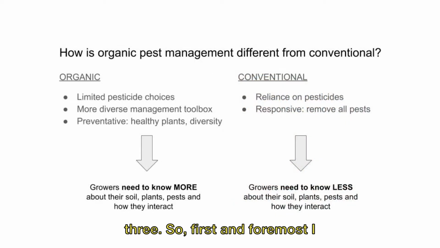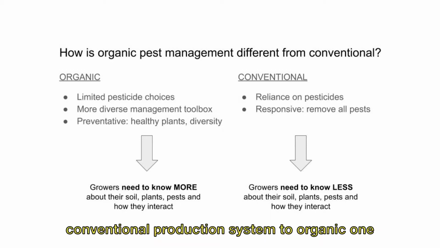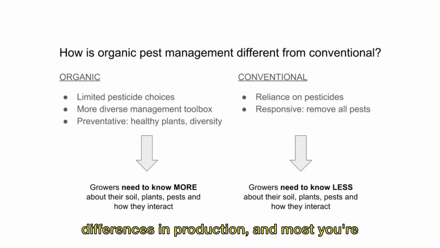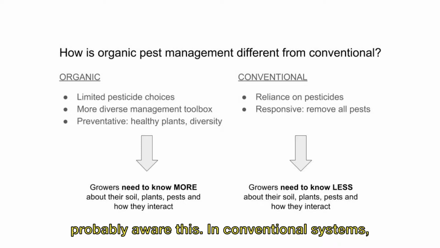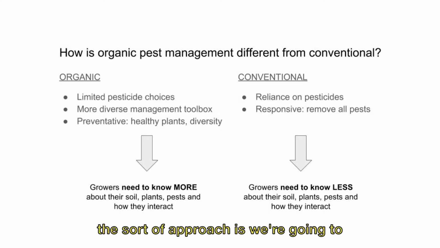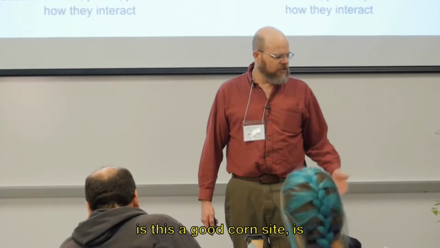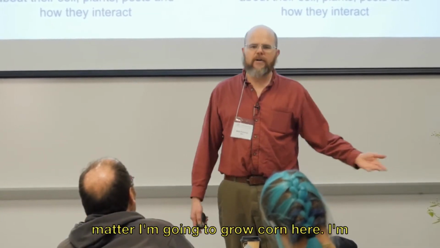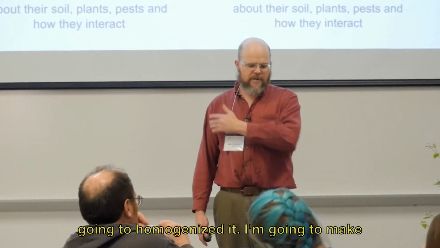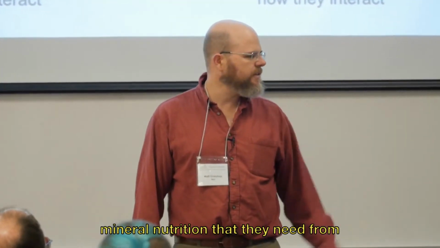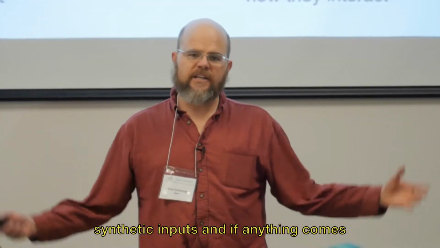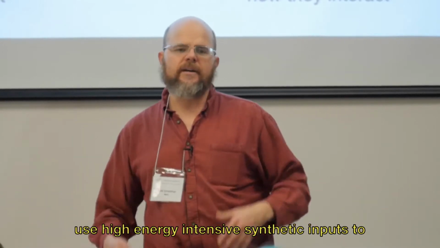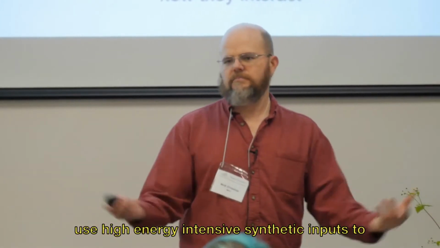First and foremost, I think the big difference, and this would probably be mostly applicable to folks who are in the process of moving from a conventional production system to an organic one, is that there are some key differences in production, and most of you are probably aware of this. In conventional systems, the approach is we're going to homogenize the system. Is this a good corn site? Is this not a good corn site? Doesn't matter. I'm going to grow corn here. I'm going to make sure that the plants have the mineral nutrition that they need from synthetic inputs. And if anything comes to give me problems, I'm going to use high energy intensive synthetic inputs to reduce that.